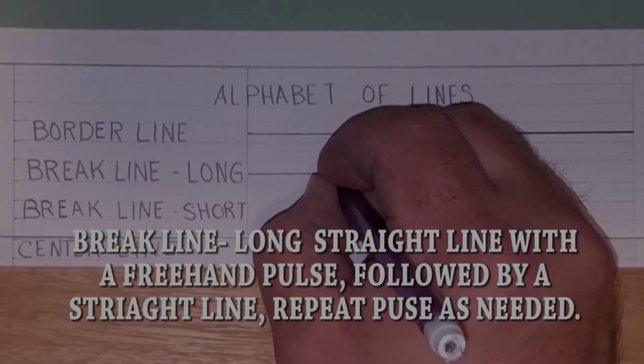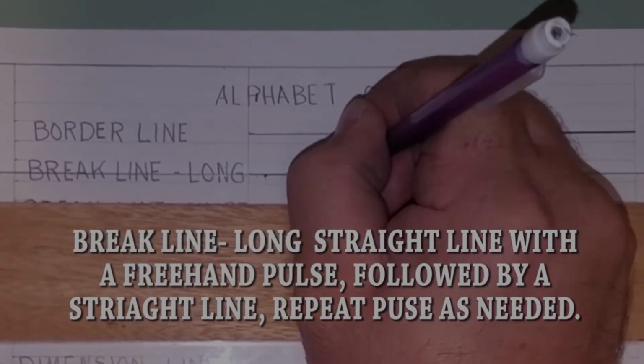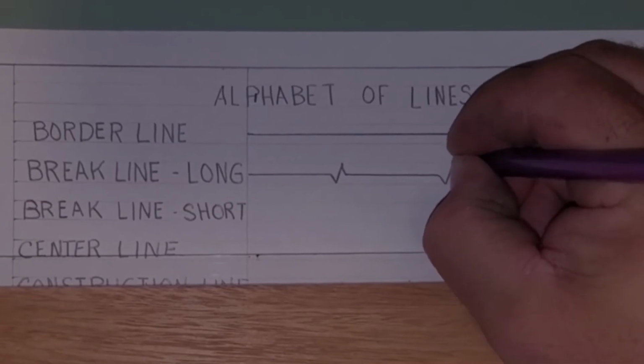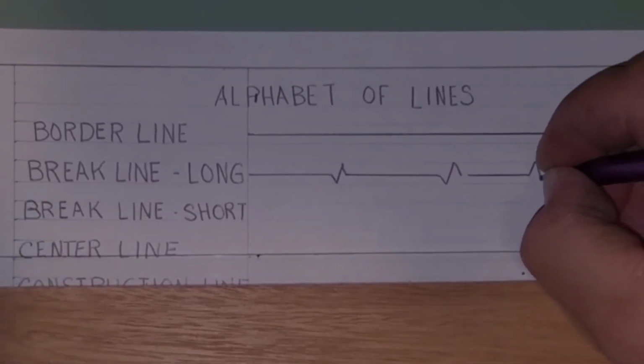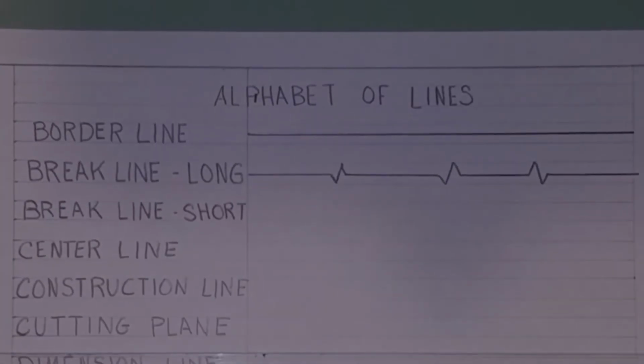A break line is going to be a long straight line with a freehand pulse followed by a straight line, repeated by a pulse again, otherwise known as a heartbeat. Notice again, I'm trying to keep the line in the middle. The heartbeat or the pulse, I'm putting that kind of split between the top and the bottom.